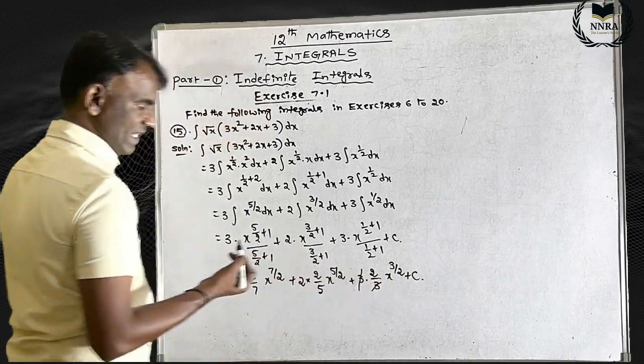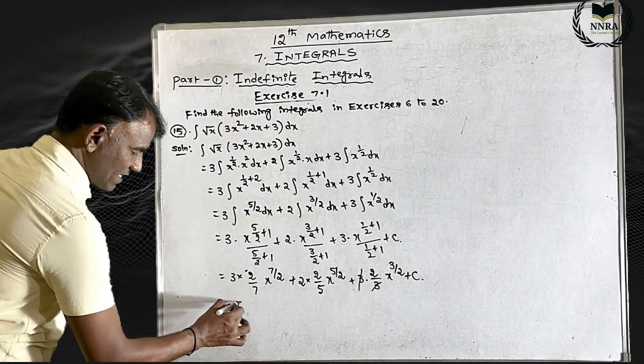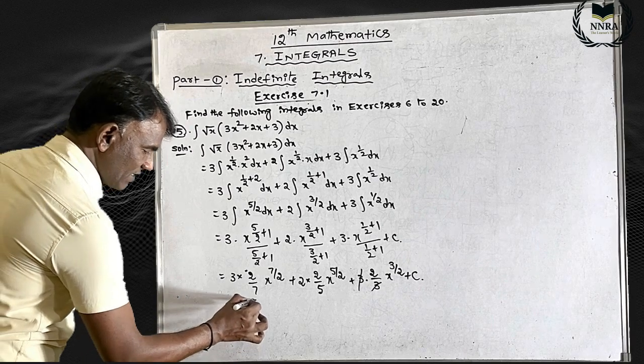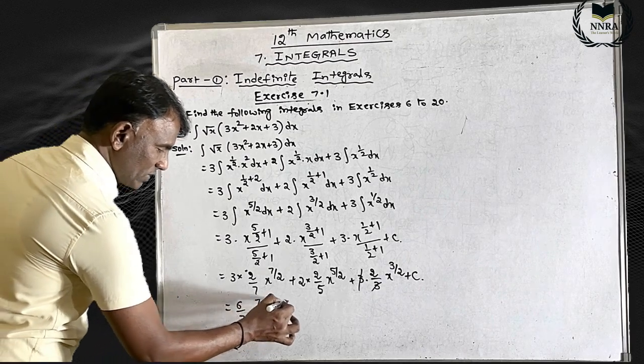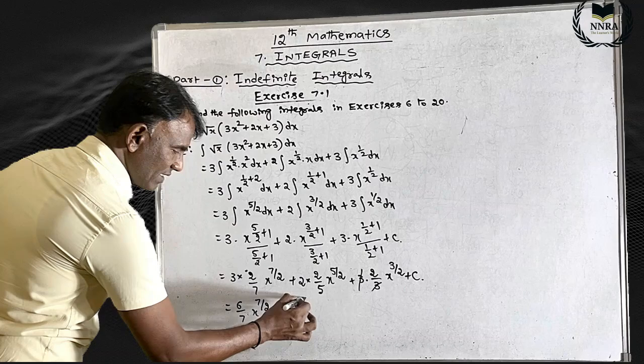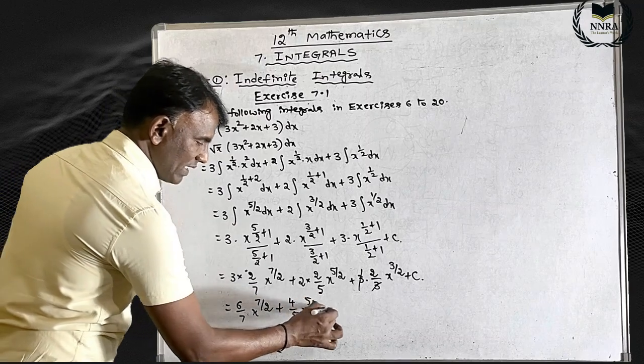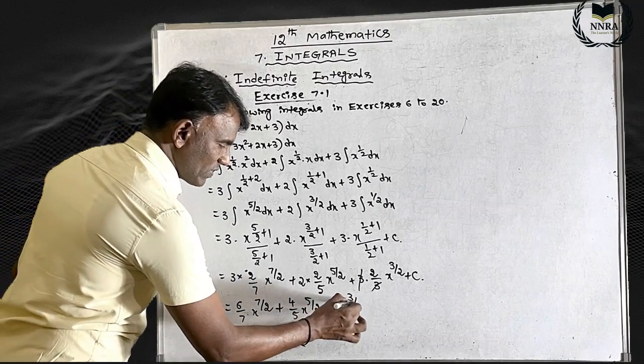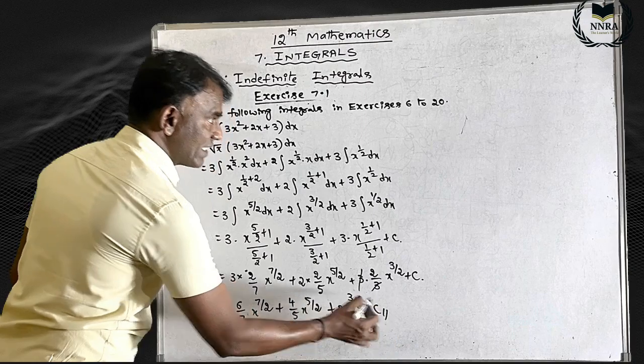So 3 gets cancelled, right? And it is 6 by 7 x power 7 by 2, so 4 by 5 x power 5 by 2. Then 2 into x power 3 by 2, then constant c.